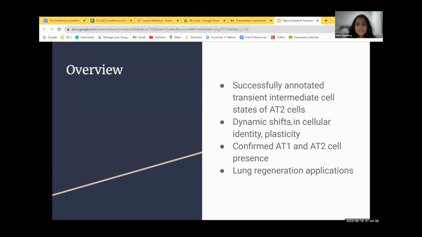and our analysis revealed dynamic shifts in cellular identity, suggesting remarkable plasticity of the lung and of the distal lung structure. Validating our findings with publicly available LungMAP data confirmed the presence of AT1 and AT2 cell populations. Unexpected cellular fate shifts underscore the complexity of the microenvironment's influence. And moving forward, further investigation into the molecular mechanisms driving these transitions could pave the way for interventions in lung regeneration and lung disease.